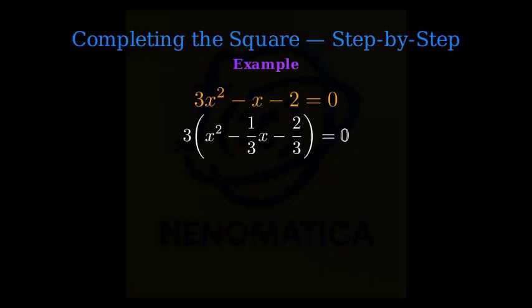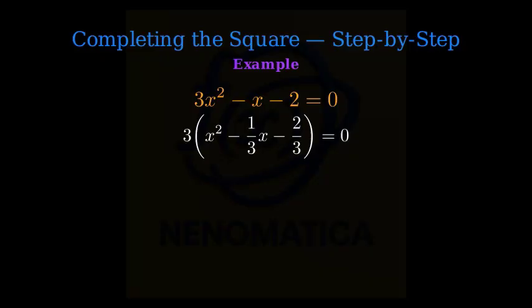In this lesson, we will solve a quadratic by completing the square. We will follow the steps exactly, line by line, and keep the structure identical to the worked solution. Here is the example. Step 1. Factor out the coefficient of x squared. That gives 3 times the quantity x squared minus 1/3 x minus 2/3 equals 0.